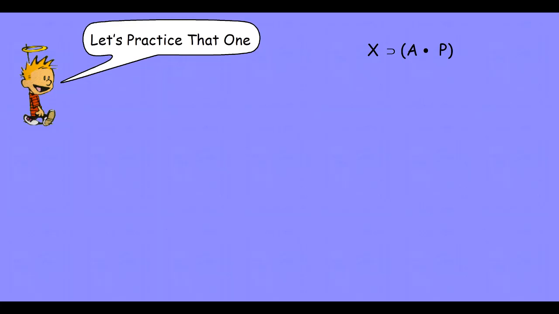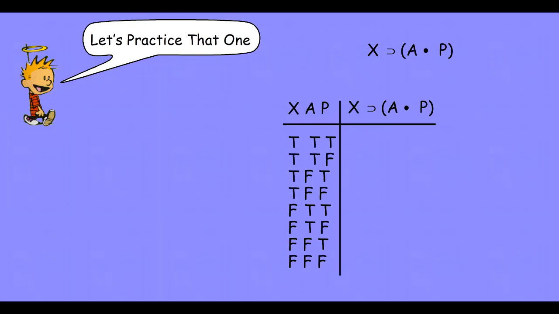There are 3 letters, so n equals 3. Number of rows, 2 to the n, would be 2 to the third, so now we have 8 rows. We alternate true, false, true, false, true, false, then true, true, false, false, then true, true, true, true, false, false, false, false, like so.